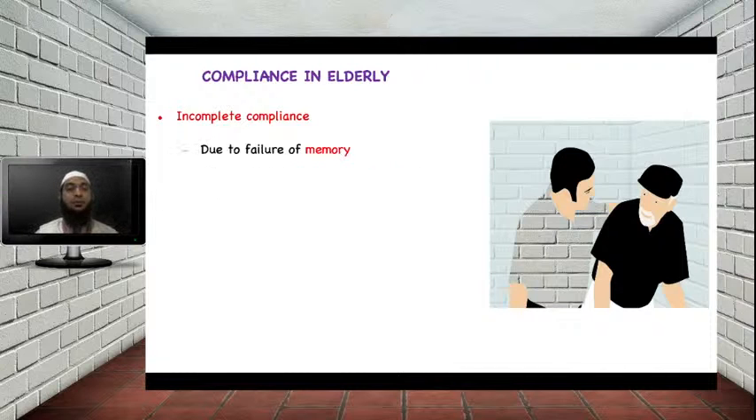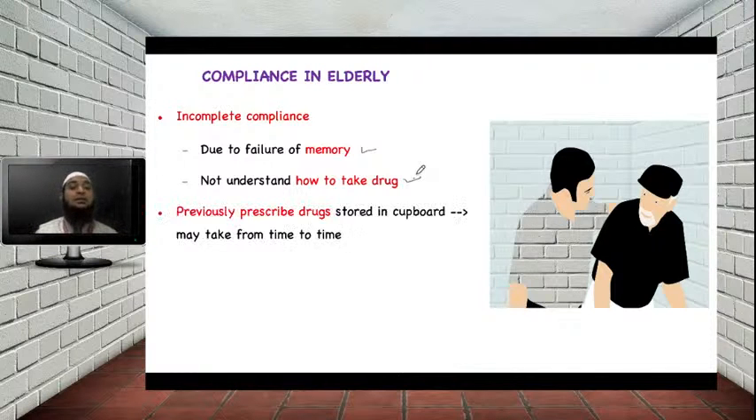The first reason for incomplete compliance is failure of memory. If the drug is to be taken thrice a day, sometimes elderly patients miss taking the medicine, and it may lead to non-compliance. This is not intentional; it is unintentional non-compliance due to failure of memory. Likewise, they may not understand how to take the drug, sometimes due to an effect on intellectual ability. Although you have explained to the elderly patient, they have not comprehended it, and as a result they are not taking the medicine properly. Likewise, a previously prescribed drug which is stored in a cupboard, they take from time to time.